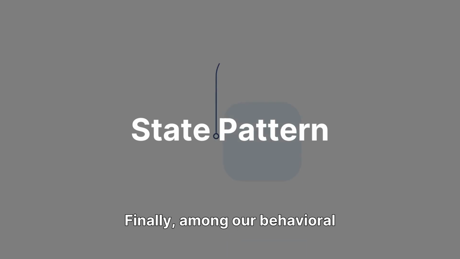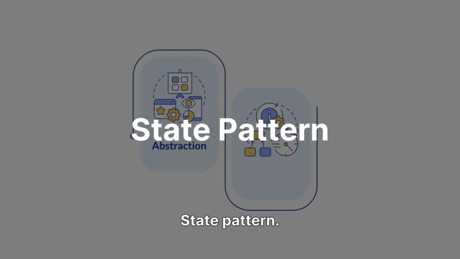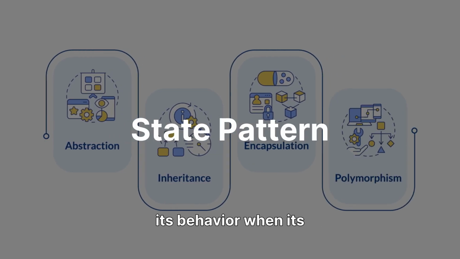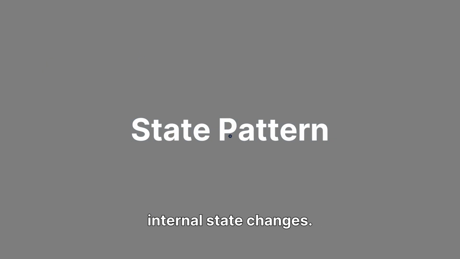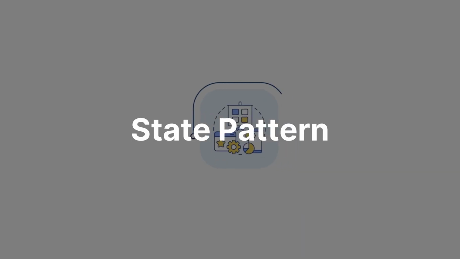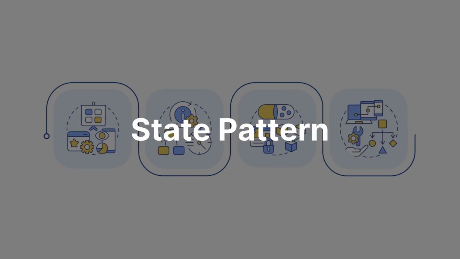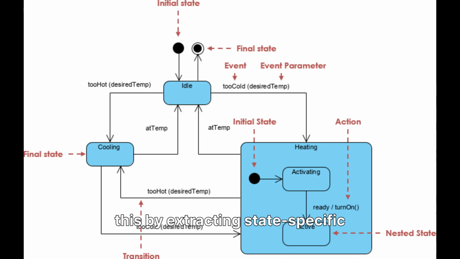Finally, among our behavioral patterns, we have the state pattern. This pattern allows an object to fundamentally alter its behavior when its internal state changes. From an external perspective, the object will appear to change its class, adapting its responses and actions based on its current condition. The state pattern achieves this by extracting state-specific behaviors into separate, dedicated state classes.